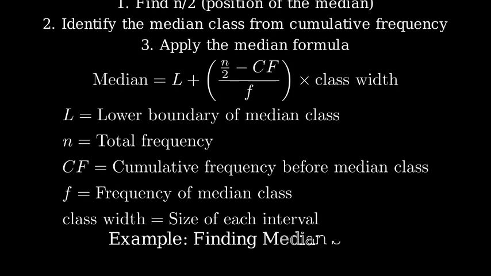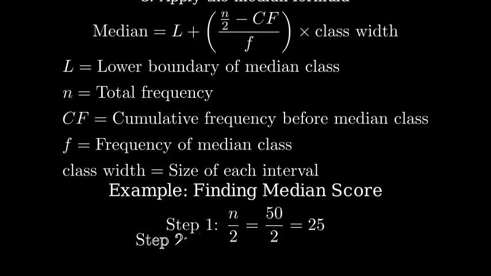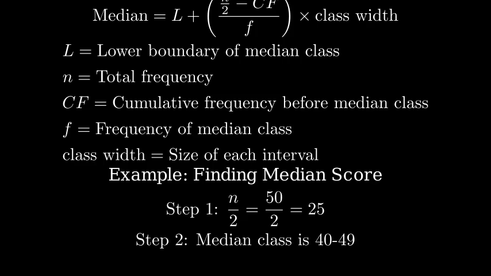Let's work through our example of finding the median score for our 50 students. Step 1, calculate n divided by 2. Since n equals 50, n divided by 2 equals 25. So the median is at the 25th position. Step 2, from our cumulative frequency column, we can see that the 25th position falls within the 40 to 49 class. This is because the cumulative frequency of the previous class, 30 to 39, is 15, and the next class reaches 30, which exceeds our target position of 25.